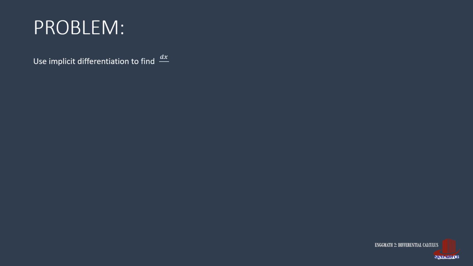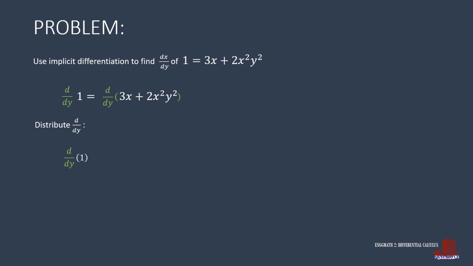Now let's take the other derivative, although dx upon dy doesn't have any other prime name, so leave it as is. Again, start by distributing the derivative among the terms to keep d over dy of 1 on the other side and have d over dy of 3x and also d over dy of 2x squared y squared.